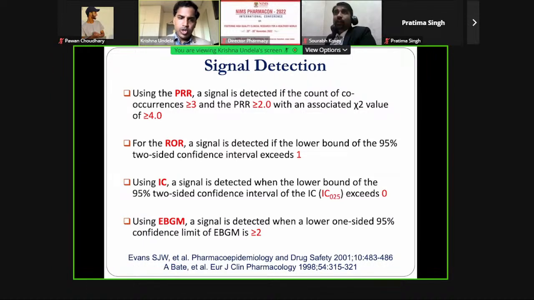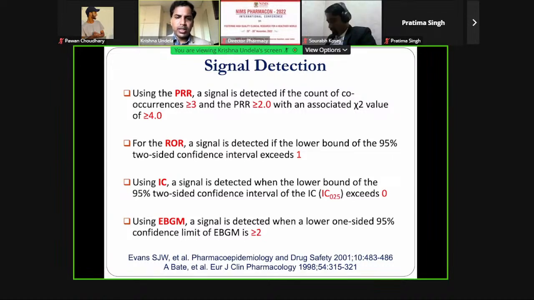And the last one is EBGM. Once again, I did not show you this because it is mainly calculated by US FDA by using some complicated theory. And whenever they calculate the EBGM, easy way to understand is whenever the EBGM value is more than or equal to 2, we can say that signal identified between the drug and reaction.